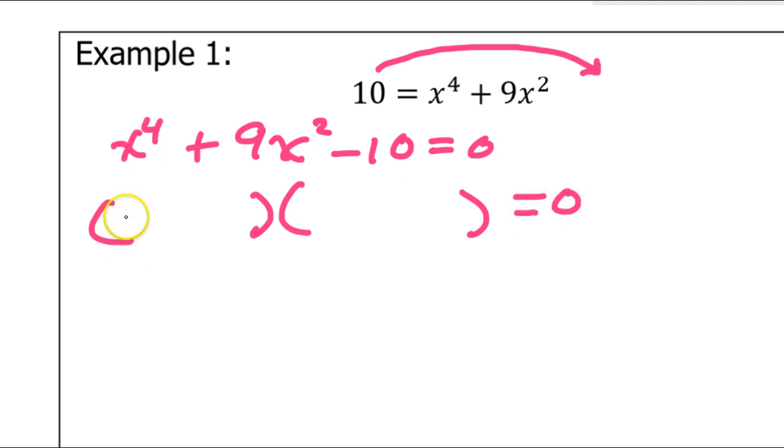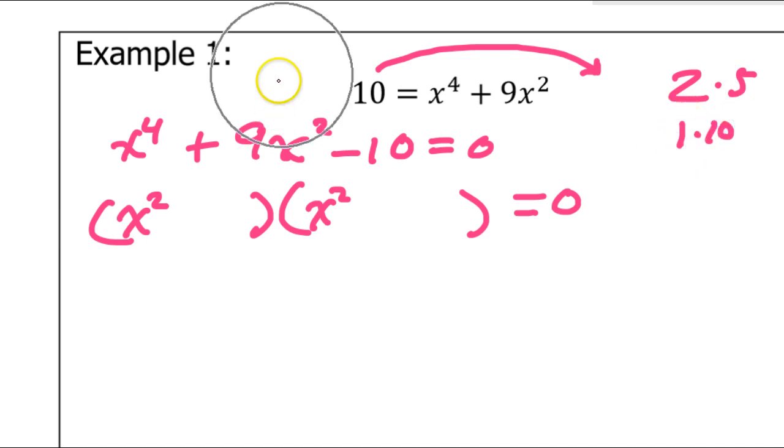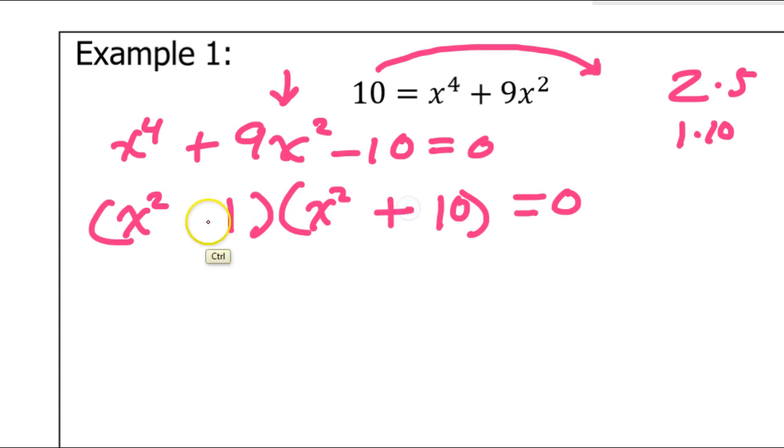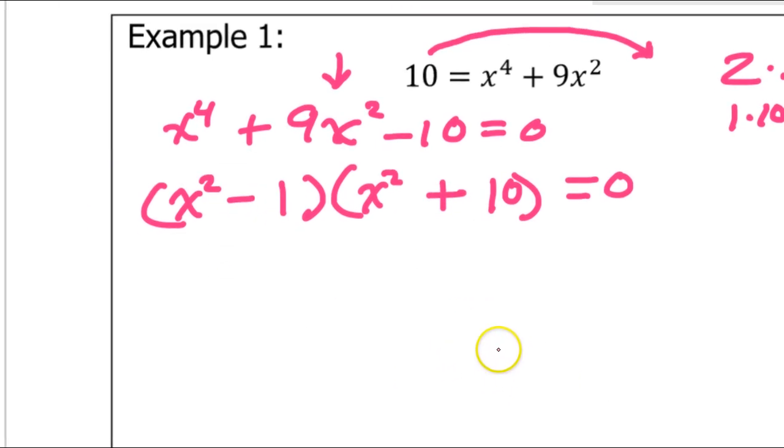So x to the 4th power can only factor as x squared and x squared. 10 could have been 2 times 5, but we're going to go with 1 times 10, right? Based on the middle term being a 9. So 1 and 10. To get the positive 9 out of it, we need a positive 10 and the negative 1. Can either one of these be factored further, anybody?